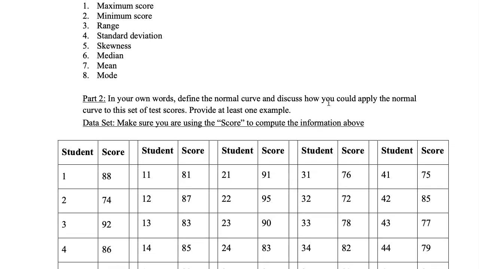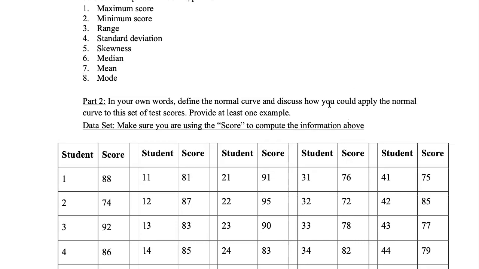What is the normal curve and what's the data from part 1? How's that apply to this particular set of values? Is it a normal curve? Is it skewed, or how's it fit into that? And provide another example of what a normal curve would look like. So that is due Sunday.